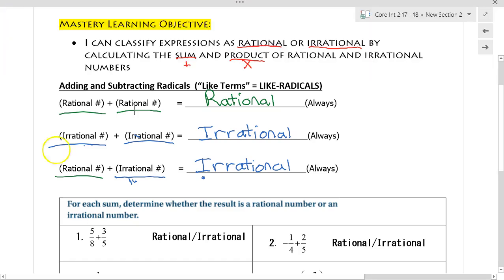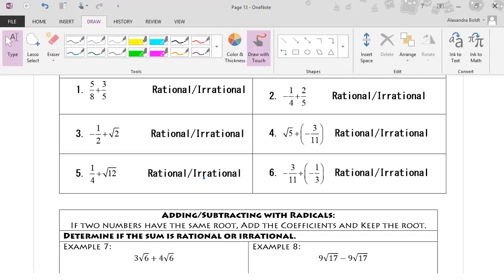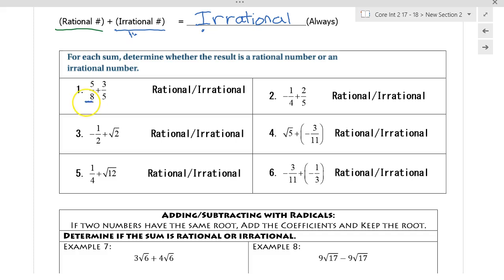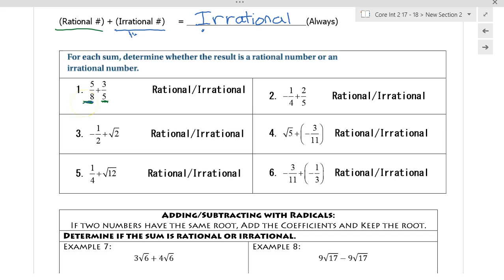So this first section is just going to be quickly choosing just by looking at them. We looked at what rational and irrational numbers were in our last video and activity. We're just going to be quickly choosing whether our sum is going to be rational or irrational. If I look here, 5/8, a fraction, remember, is rational. 3/5 is rational. Fraction and a fraction, two rational numbers. That's going to be rational, no matter what the answer is. I just know it's going to be rational.